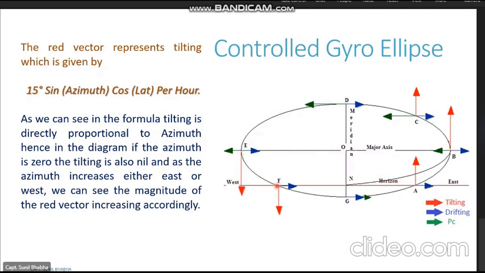From point Echo, the spin axis, remember always we are considering the quadrantal azimuth here. We are not considering the 3-figure notation azimuth. When we discuss gyro, the azimuth is always considered or referenced in the quadrantal notation. So Echo to Foxtrot, the azimuth reduces, and you can see that the magnitude of the tilting vector also reduces. Foxtrot to Golf, the azimuth comes down, becoming 0 eventually at point Golf. So similarly, the tilting also keeps on coming down, reducing, and eventually becomes 0 at point Golf. So at every point on the ellipse, the magnitude of the tilting vector matches with the magnitude given to us by the formula.